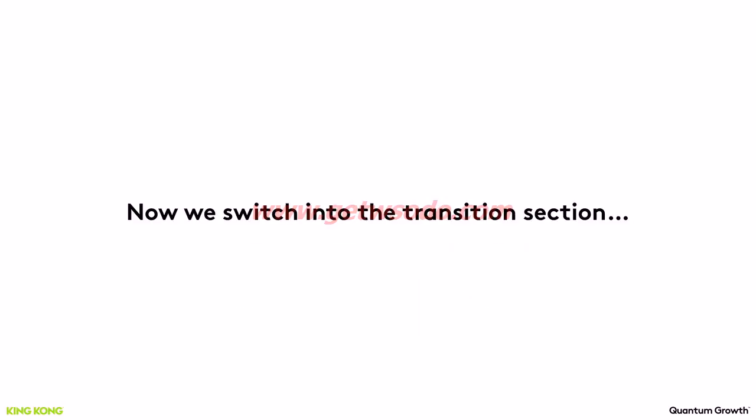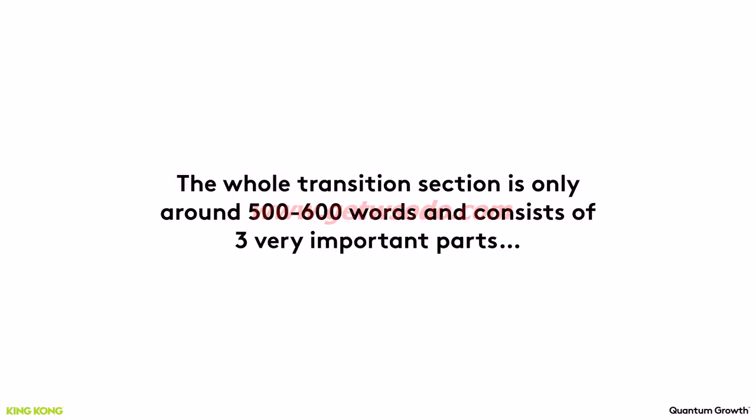Now, after that's done, we switch into the transition section. So you've delivered all the content of the webinar. It's really, really awesome. You haven't bogged them down. You've kept it high level, lightweight, moving through excitement, peppered in the proof. Now we transition. And the whole transition section is only around 500 to 600 words, and it consists of 3 very important parts. So listen carefully.